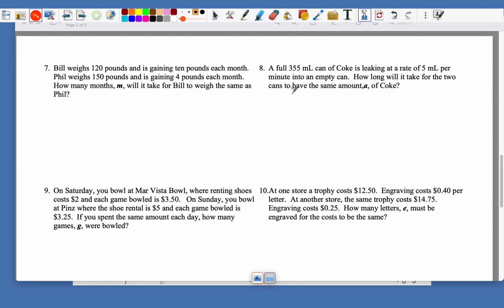Alright, so far so good. So we have a Coca-Cola can, which is full, so there's 355 milliliters in that can, but it's leaking, so minus 5 milliliters per minute. So it's losing 5 milliliters per minute. So that's the equation that describes what's happening with that Coca-Cola can.